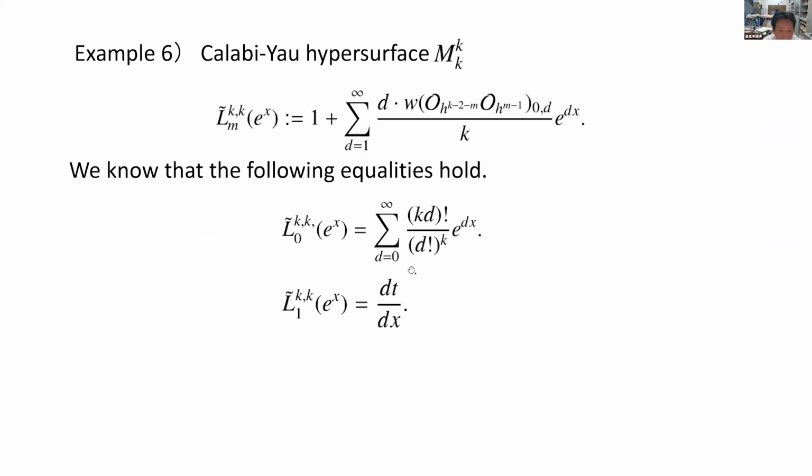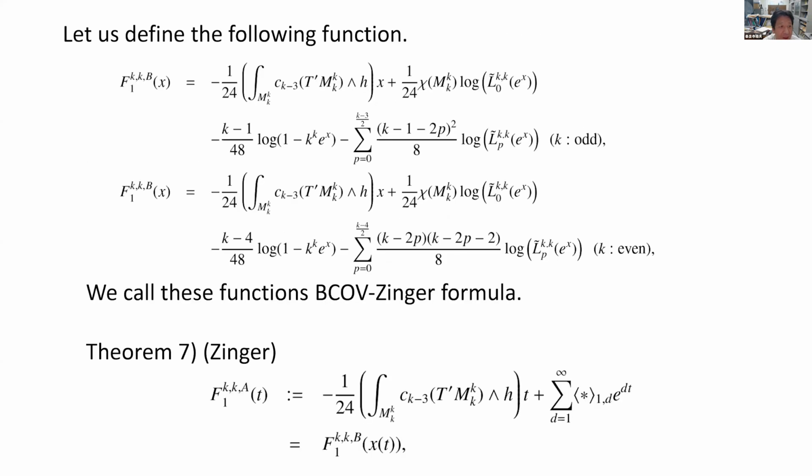So L2 is the power series solution of the differential equation. And L tilde 1 is the derivative of the mirror map by x. Then let us define the following function in x. This is the BCOV-Zinger formula, which was found by Bershadsky, Cecotti, Ooguri, Vafa, and Zinger. This is the combination of the L tilde functions, this log function, and this simple top term.